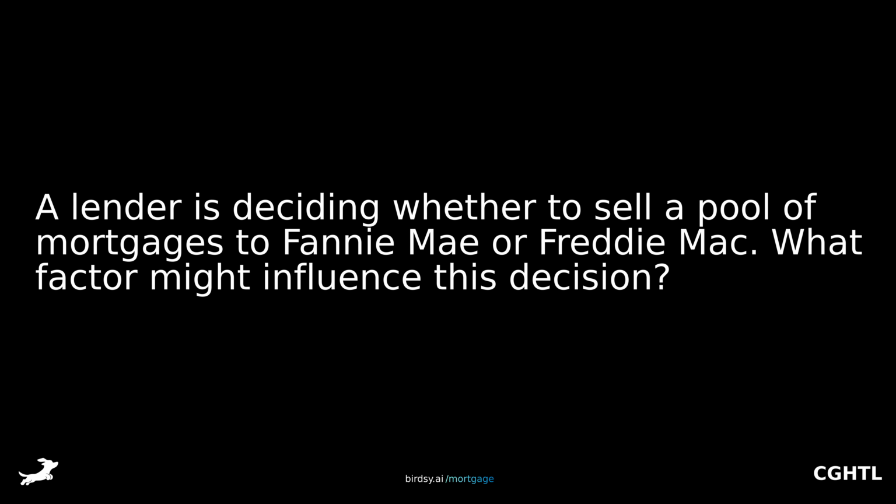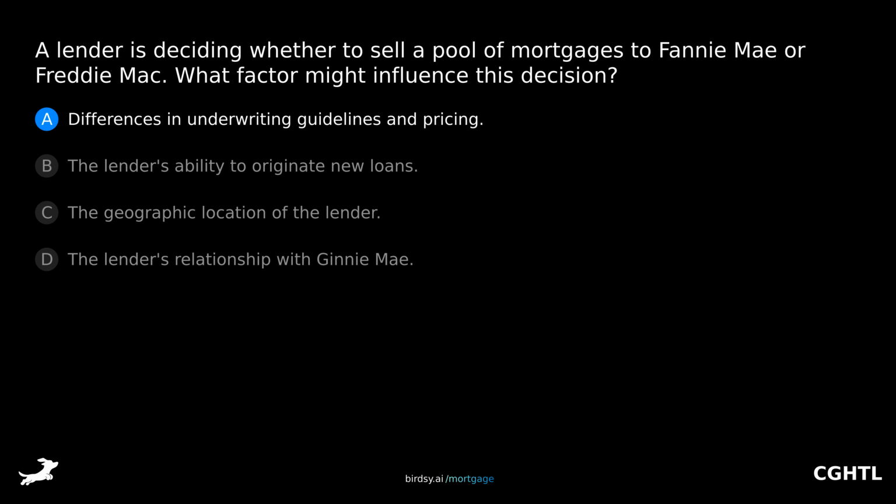A lender is deciding whether to sell a pool of mortgages to Fannie Mae or Freddie Mac. What factor might influence this decision? Is it A, differences in underwriting guidelines and pricing? B, the lender's ability to originate new loans? C, the geographic location of the lender? Or D, the lender's relationship with Ginnie Mae?